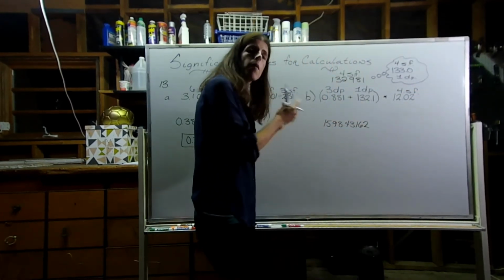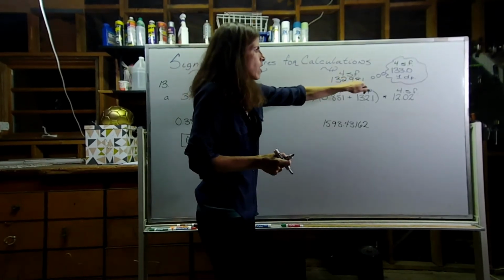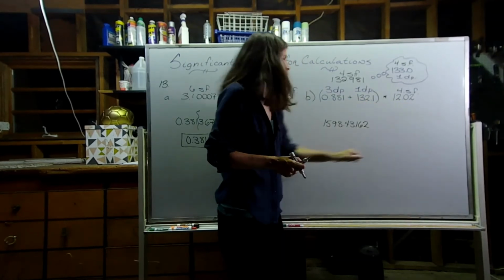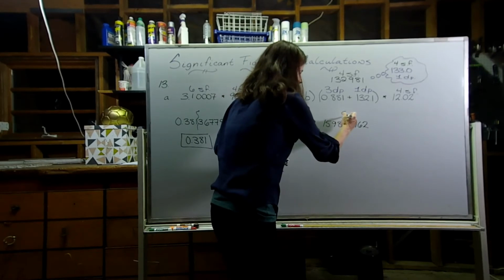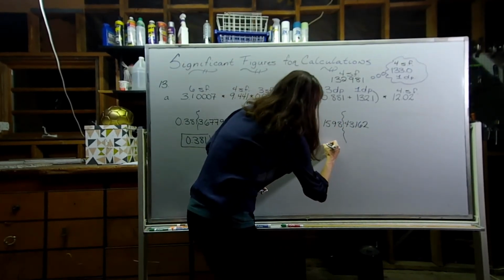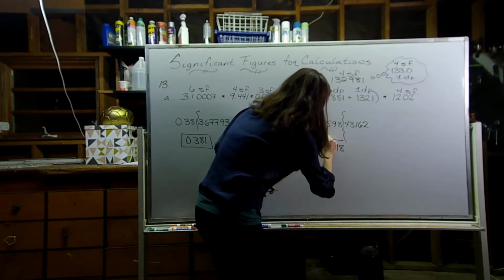And since I'm up to my multiplication step, I'm going to do something with 4 sig figs times something with 4 sig figs, which leaves me with just 4 sig figs in my final answer. I'm going to cut it off at the decimal point. There's a 4 to the right, so my final answer is 1,598.